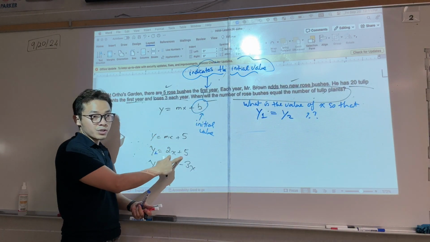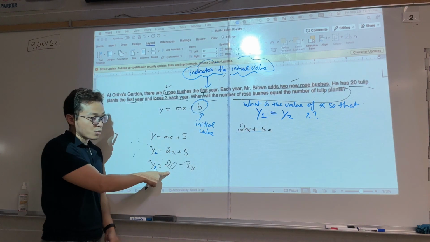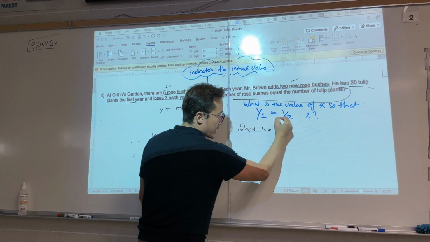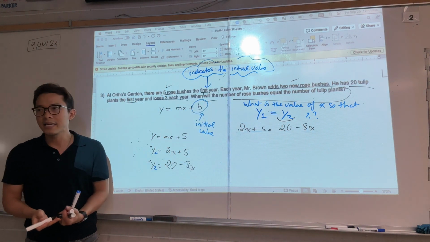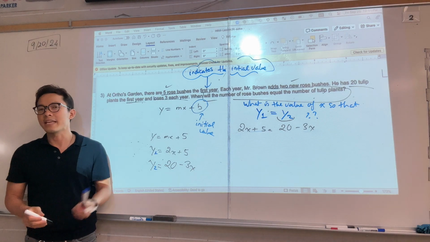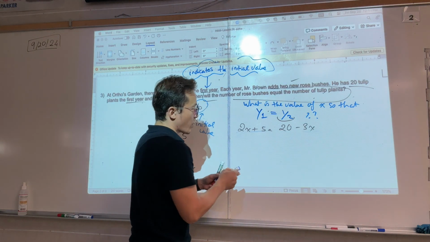But y1 equals 2x plus 5, so I'm going to replace it by 2x plus 5. y2 equals 20 minus 3x, so I replace this one by 20 minus 3x. Can you solve this? This is like a linear equation. Easy. Even easier than the other two systems, right? The other two questions where you have a linear system.